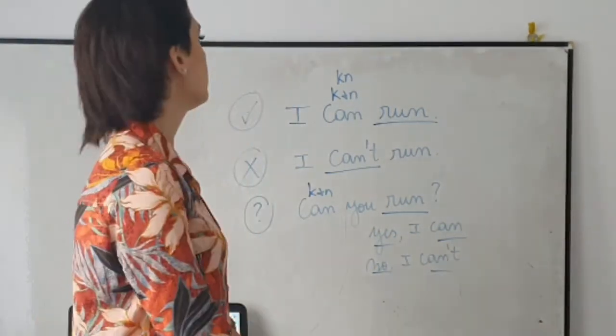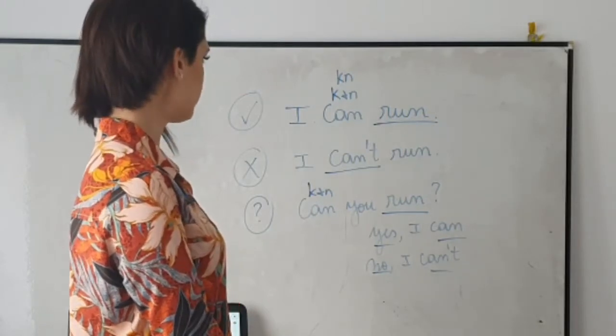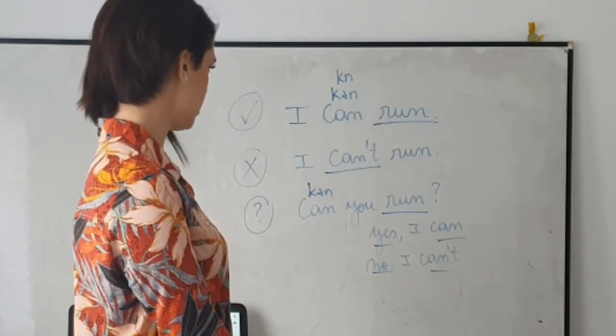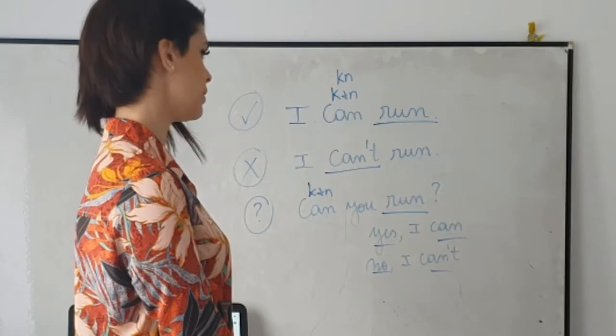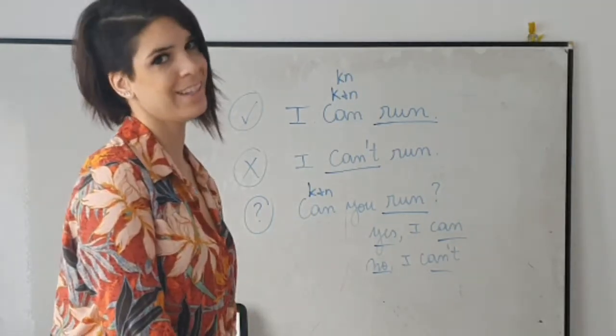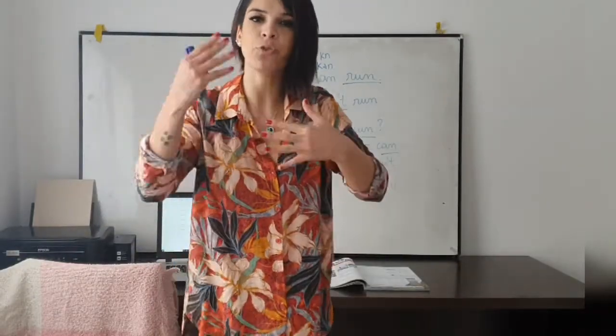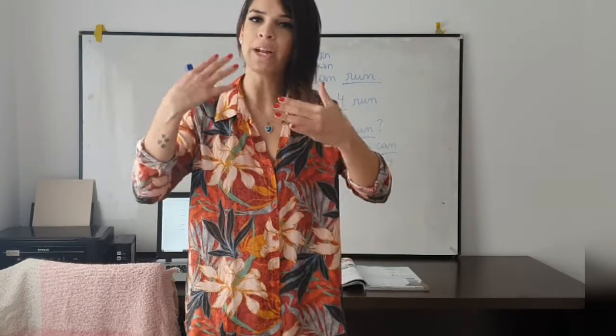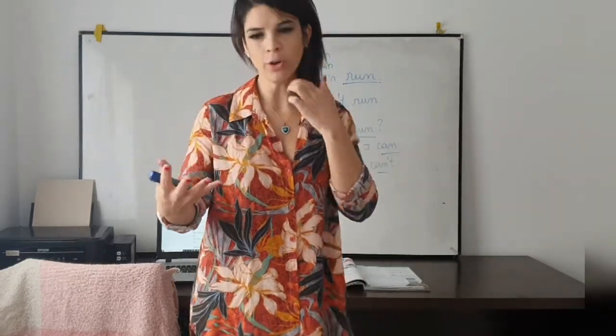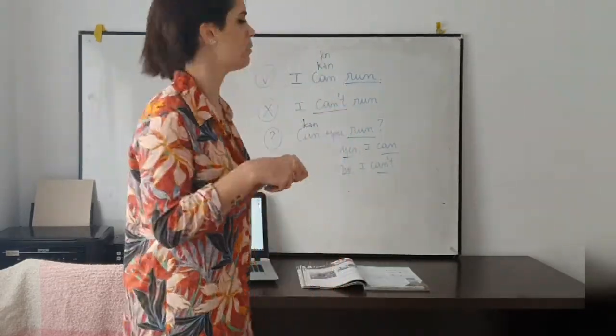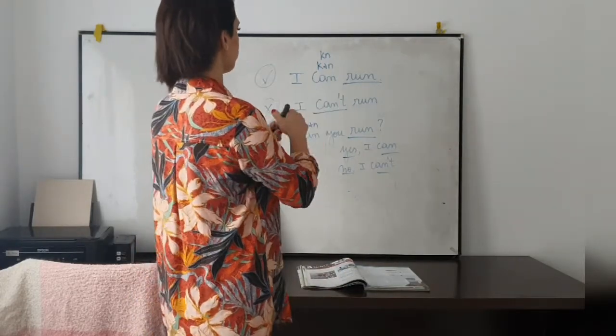One more time. I can run. I can't run. Can you run? Yes, I can. No, I can't. Okay, so the idea is to repeat over and over again, so you get the way you have to pronounce it well.